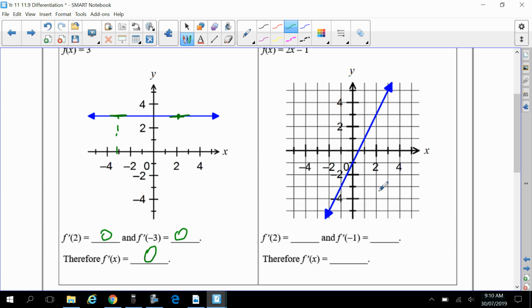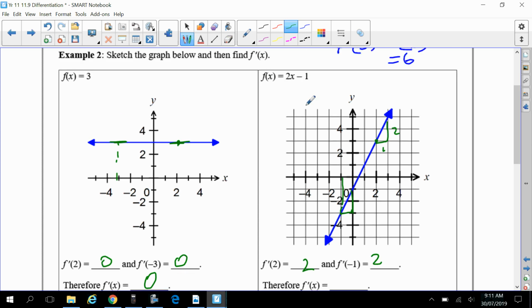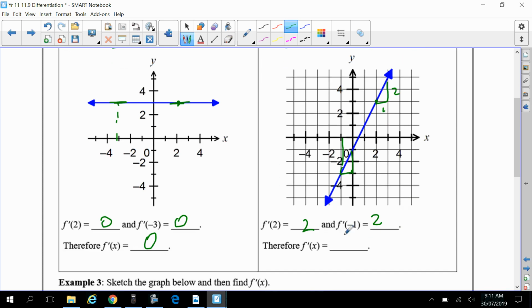How about what if the line is not horizontal? What if it's like that? Let's find the gradient at 2. Well, we draw this, 1 over 2. 2. What's the gradient at negative 1? Here. Also 2, because it's this thing. For the horizontal line, you just go 0x plus 3, the gradient is 0. Well, that's for straight lines. It's just easy, right? So if f of x equals 2x minus 1, the derivative is just the number in front of x. Pretty straightforward. What if f of x is 3, the derivative is 0?